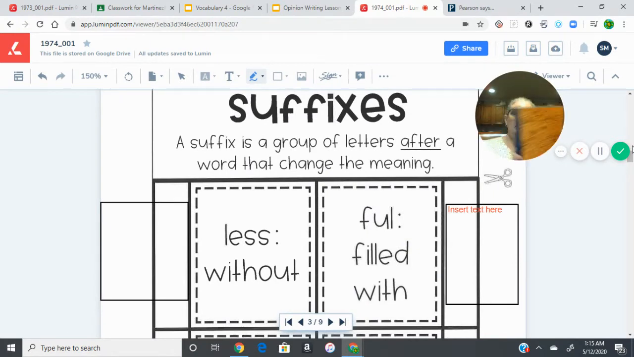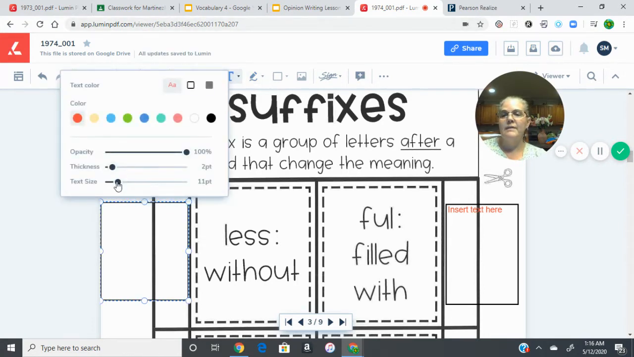All right, so I glued my grammar in right after prefixes. I've got my suffixes in. And we're going to write some words behind those little windows that go with the suffix that we have there. All right, so the first one, less or without. So we got a little thing over here. See if I can make it a little bigger.